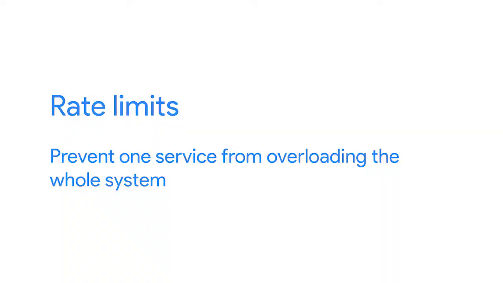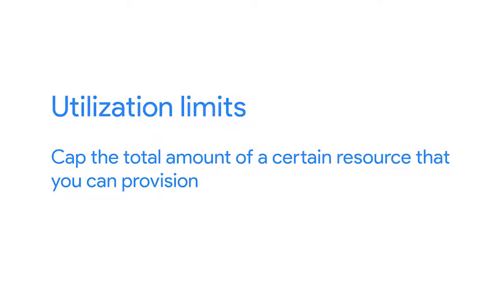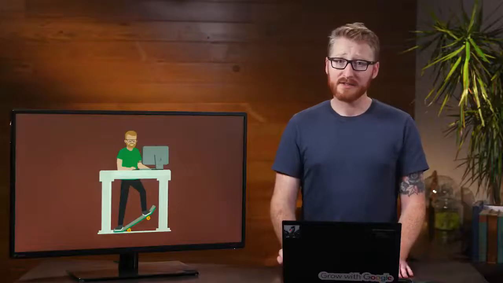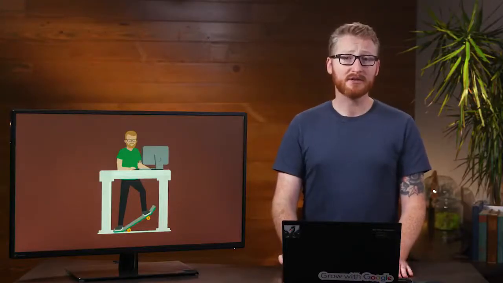Some API calls used in cloud services can be expensive to perform. So most cloud providers will enforce rate limits on these calls to prevent one service from overloading the whole system. For example, there might be a rate limit of 1 call per second for an expensive API call. On top of that, there are also utilization limits, which cap the total amount of a certain resource that you can provision. These quotas are there to help you avoid unintentionally allocating more resources than you wanted.